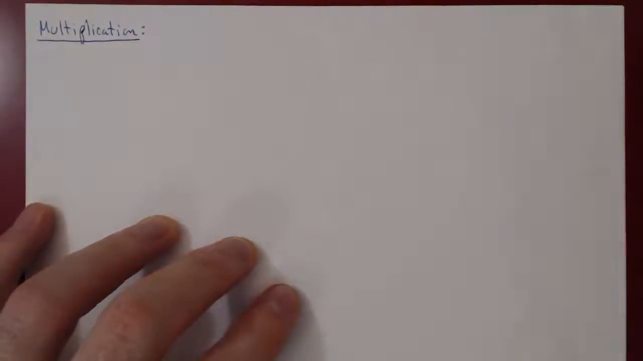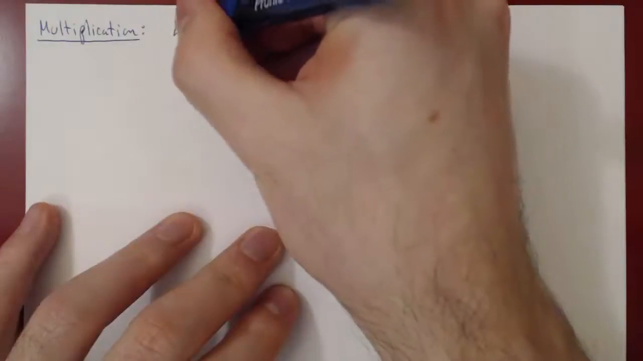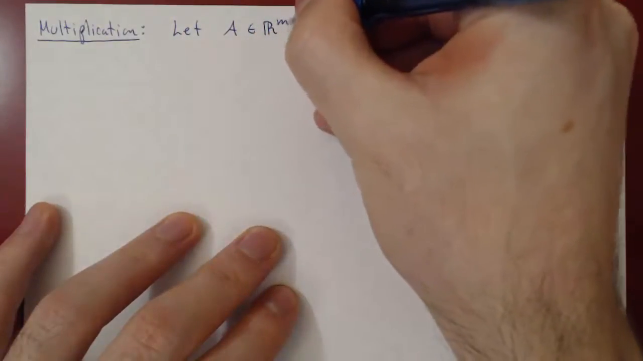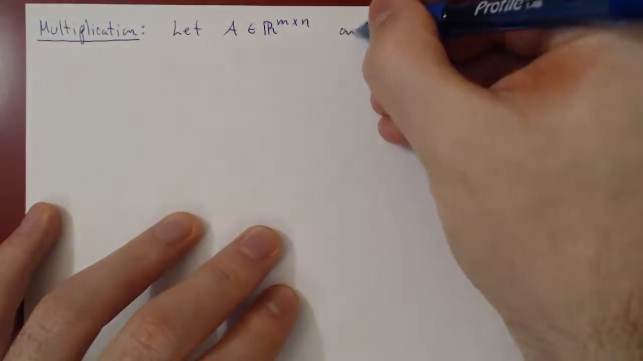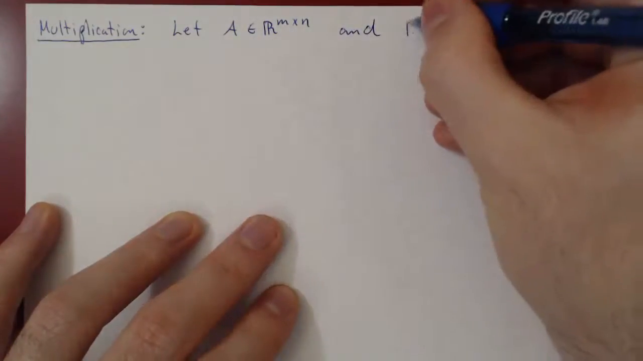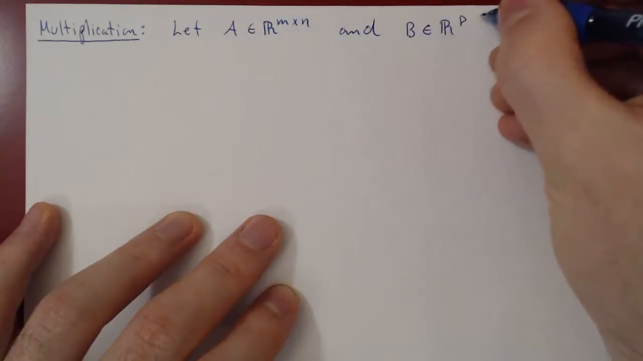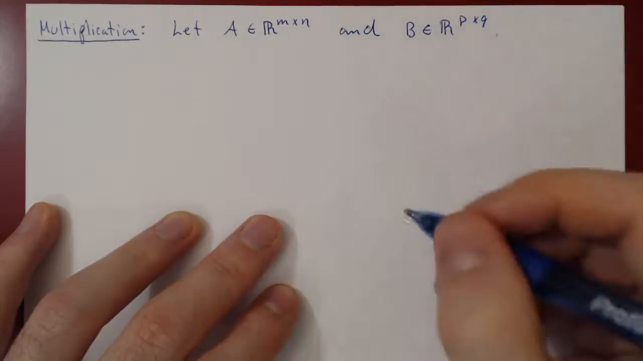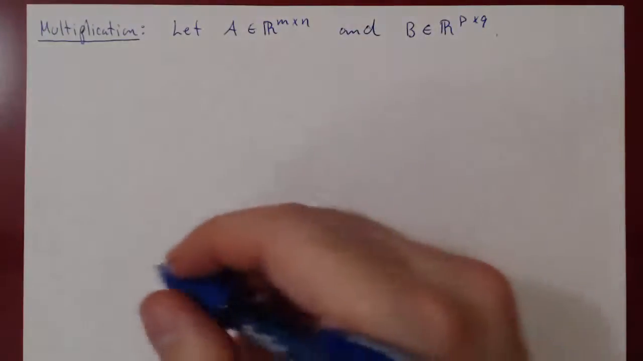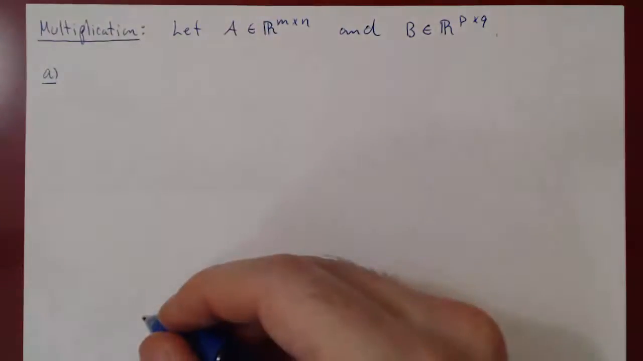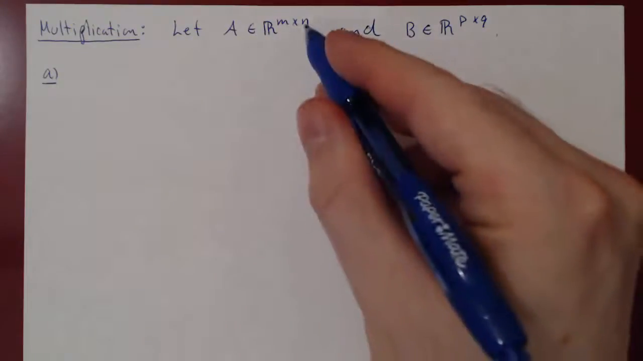So we will take two arbitrary rectangular matrices. Let A be an m by n matrix and B be, say, a p by q matrix. So we have two rectangular matrices. First part: A times B is only defined if n equals p.